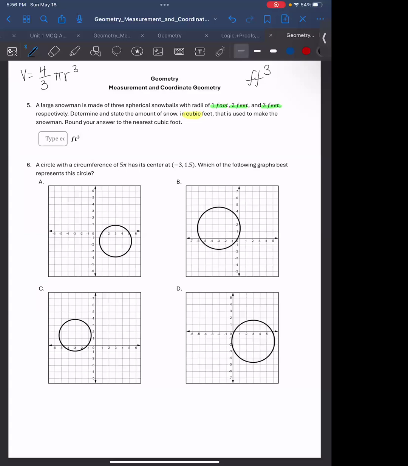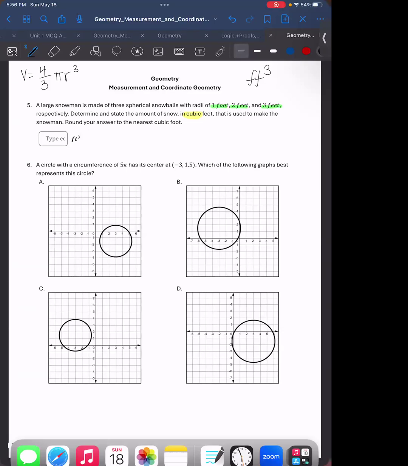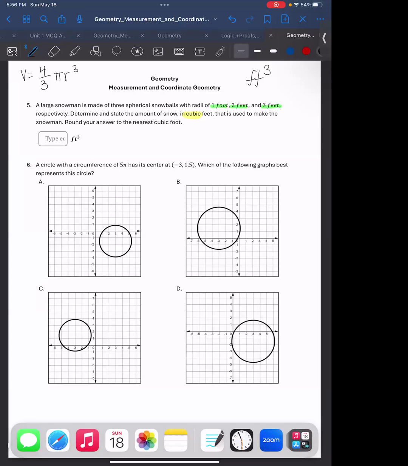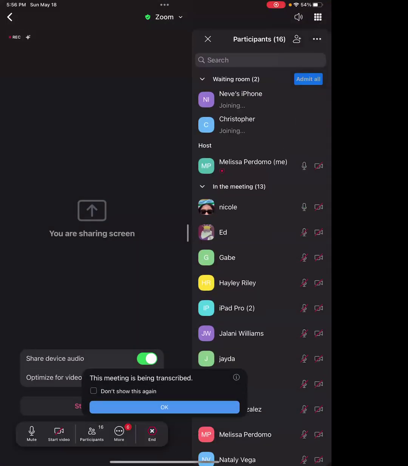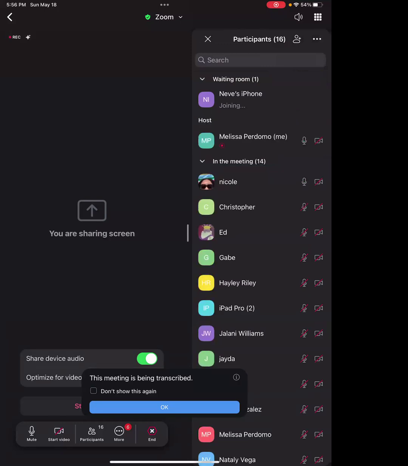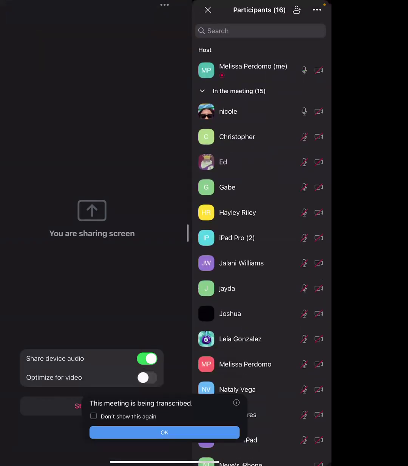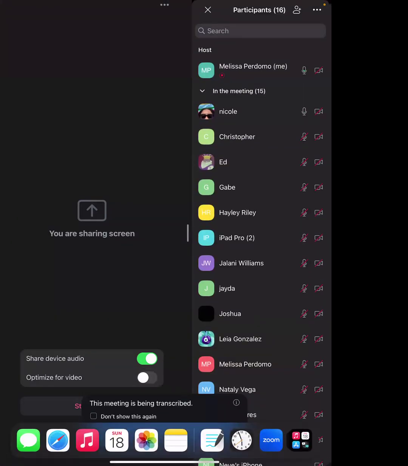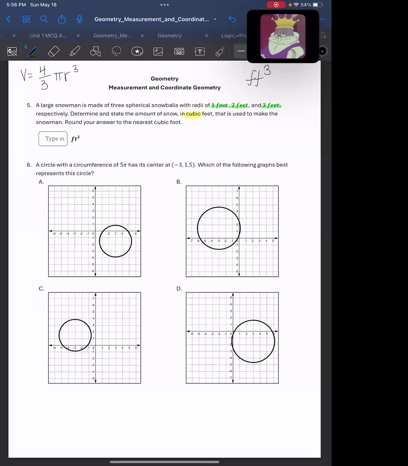Ms. Perdomo, I'd like to let you know that Christopher got kicked out and now he's in the waiting room. Unacceptable. It's okay. Christopher is just lucky that Novena was in the waiting room as well. I wouldn't have let him back. I'm just kidding.